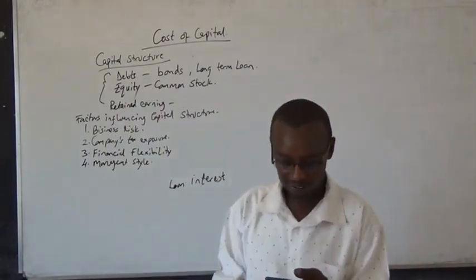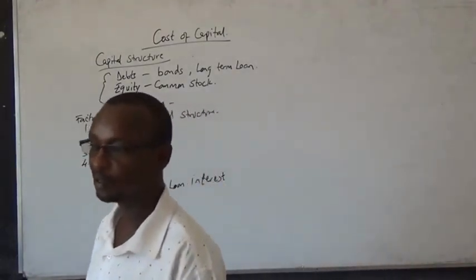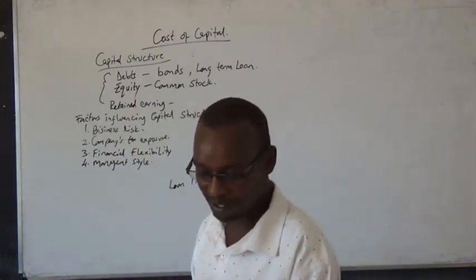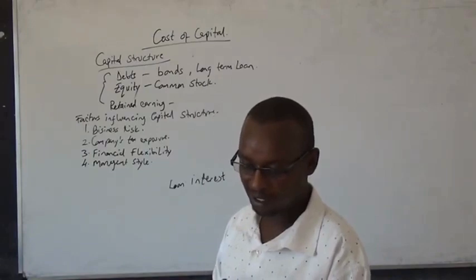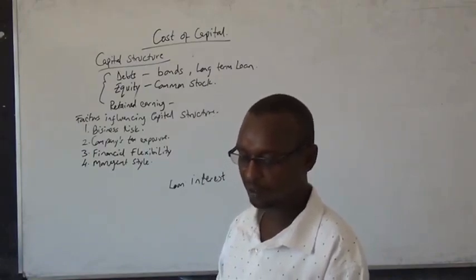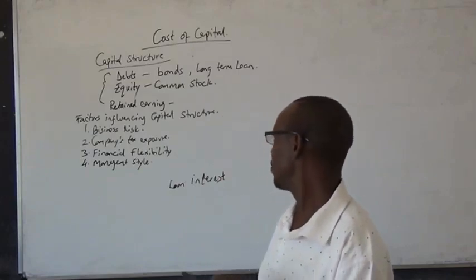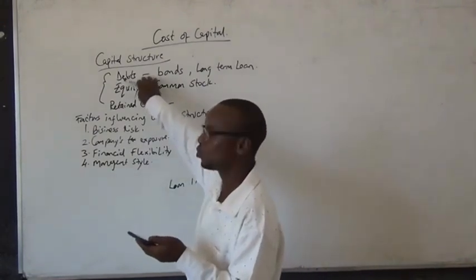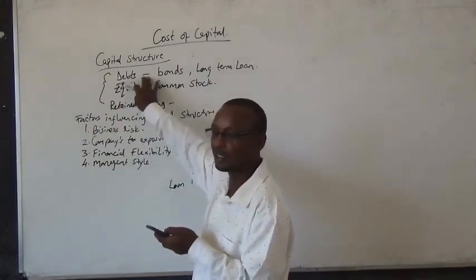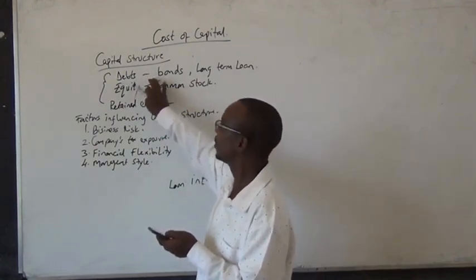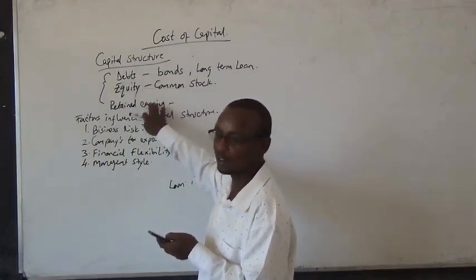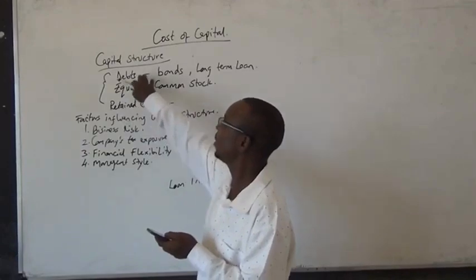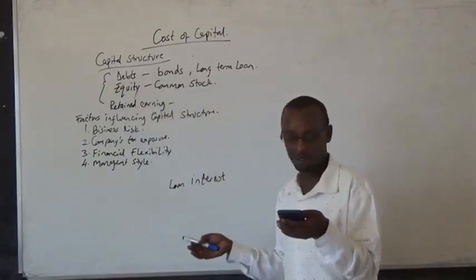So management styles range from aggressive to conservative. The more conservative a management approach is, the less inclined it is to use debt to increase profit. So if the management style is conservative, they will not like to take on debt. Okay? That's another factor influencing capital structure. You get the point.